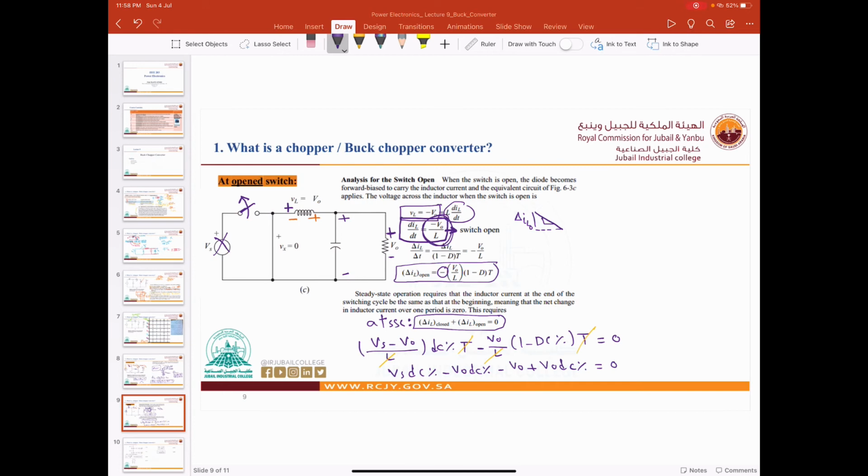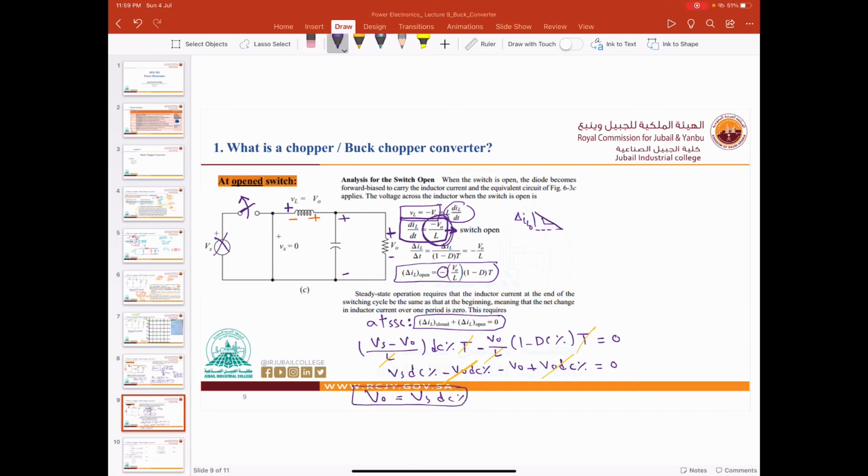Now again we have common things here, so we can remove. This is plus V out DC, and we have here minus V out DC. So what should we have, guys? The remaining is Vs DC minus V out. We can take the V out on the other side. So V out is equal to Vs multiply DC. So this is our formula.